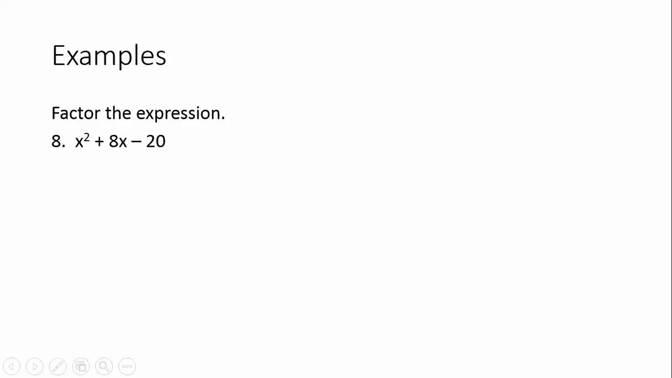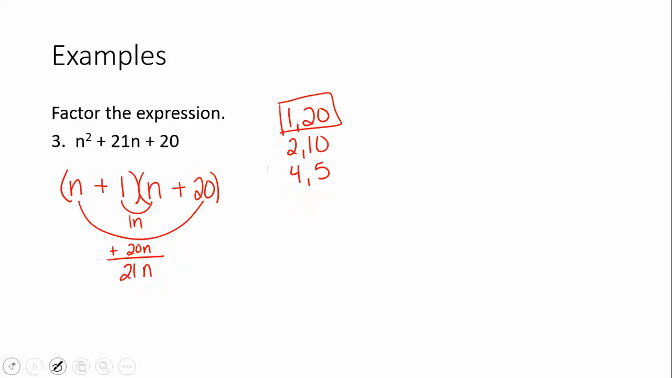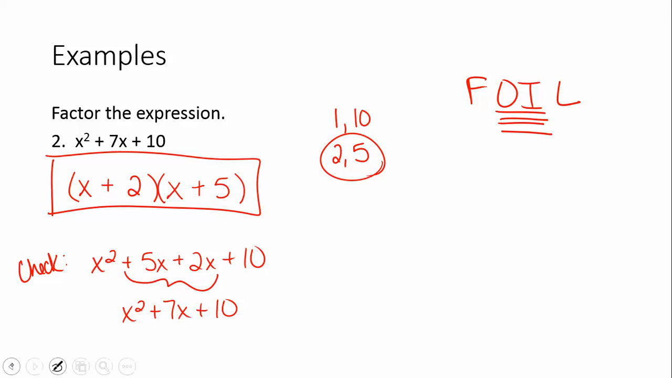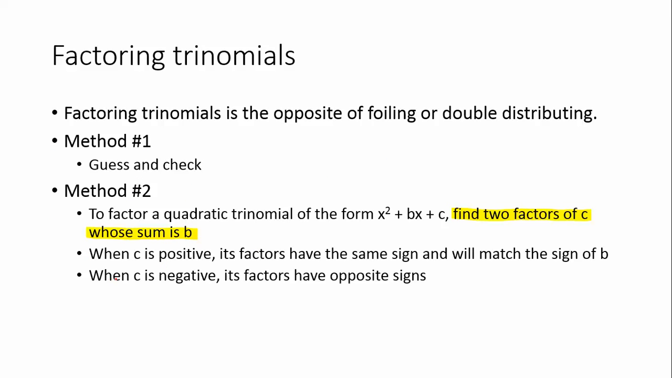Number 8 is a little different because now we have a negative sign in the back. So let's go back to one of those first slides, and let's see how that's going to change things. Here it says when C is negative, the factors are going to have opposite signs. So now in our parentheses, we're going to have a positive and a negative.